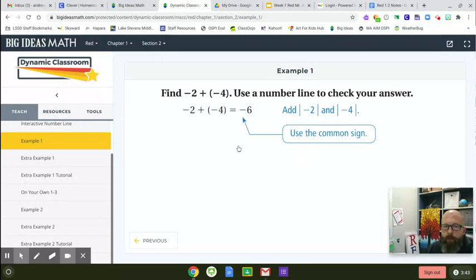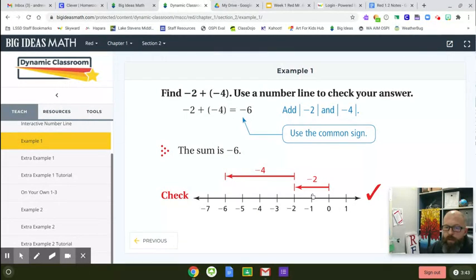So how do we do that? Well, -2 plus -4 equals -6. And how do we get there? By adding the absolute value of -2 and the absolute value of -4, which is 6. And we're going to use the common sign, which is the negative. So if you owe me $2 and then you borrow 4 more, now you owe me $6. You're -6. So you can use a number line to check it.